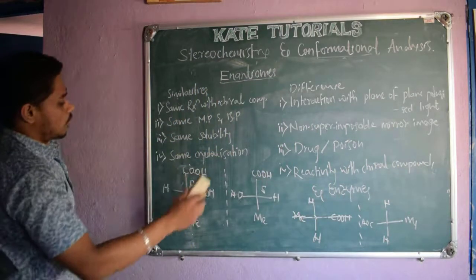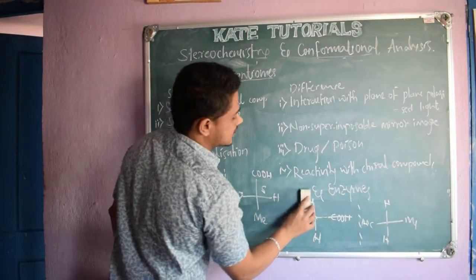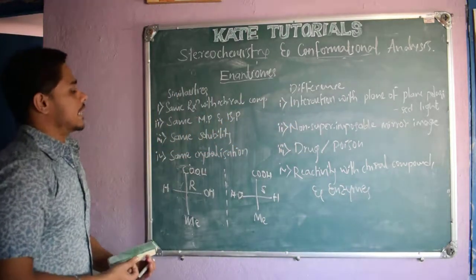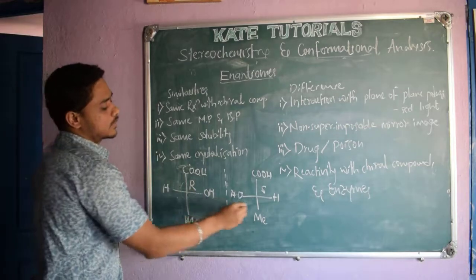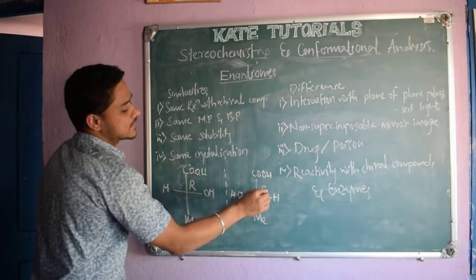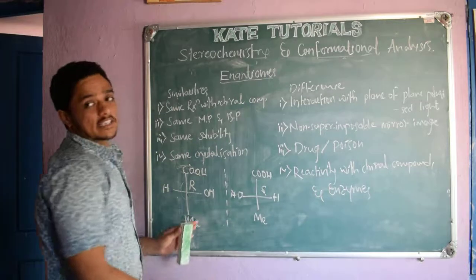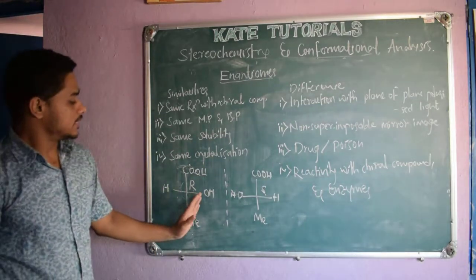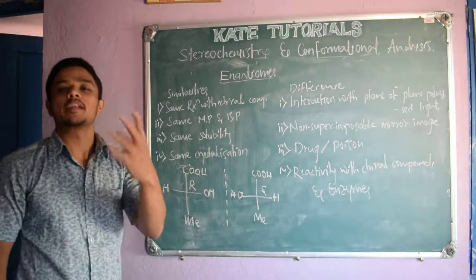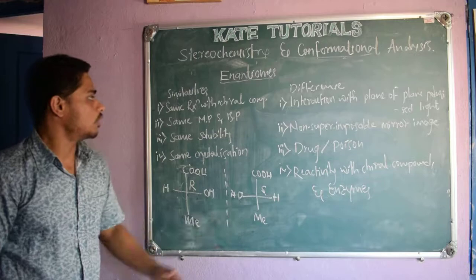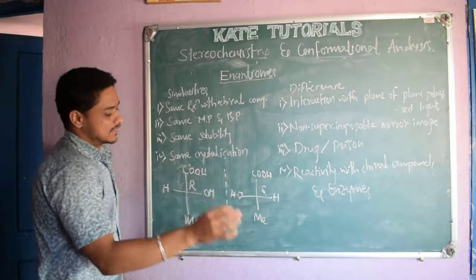Let us see what are the similarities and differences in enantiomers. See here, this is the R enantiomer and this is S, and both are enantiomers. Both are enantiomers, right? Let me name them R and S. No problem.